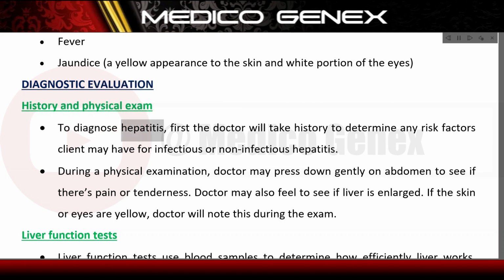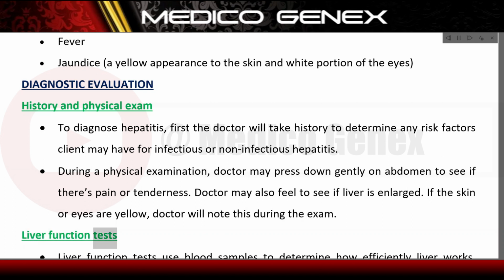To diagnose hepatitis, first the doctor will take a history to determine any risk factors the client may have for infectious or non-infectious hepatitis. During a physical examination, the doctor may press down gently on the abdomen to see if there's pain or tenderness. The doctor may also feel to see if the liver is enlarged. If the skin or eyes are yellow, the doctor will note this during the exam.